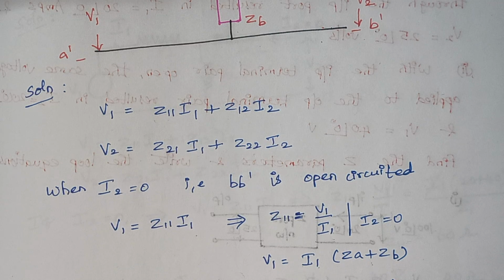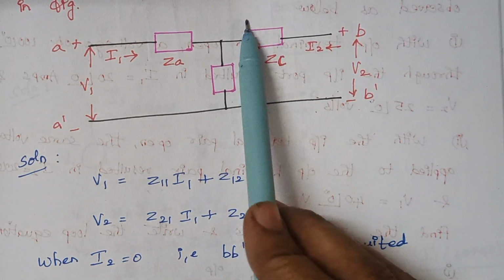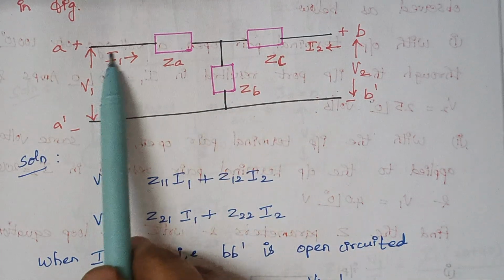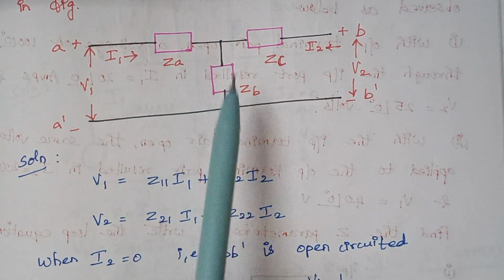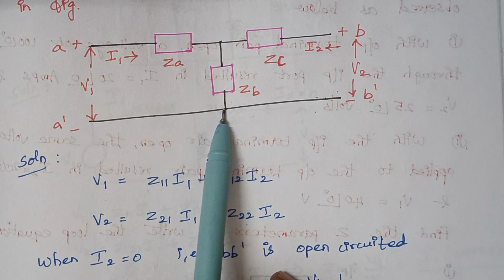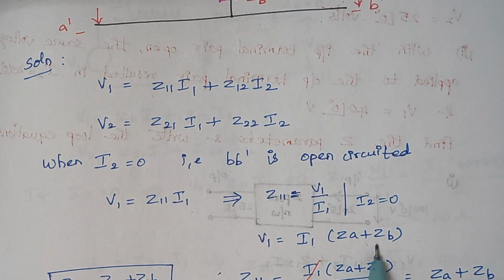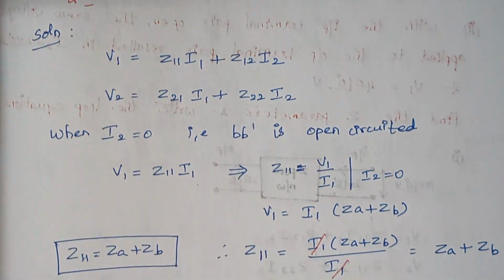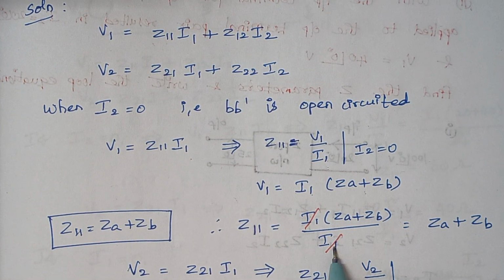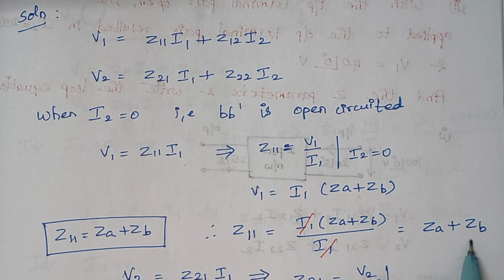Am I making sense here? V1 is I1 into Z. So what is the value of impedance here? When this port is open circuited, this impedance won't come into picture. Therefore, here the impedance is ZA plus ZB. The entire current I1 will flow through this ZA and it will flow through this ZB. Right. So, here V1 is equal to I1 into ZA plus ZB. Now you can substitute the value of V1 in this expression. So when you substitute here, what happens? The I1 will cancel and finally the value of Z11 is ZA plus ZB.